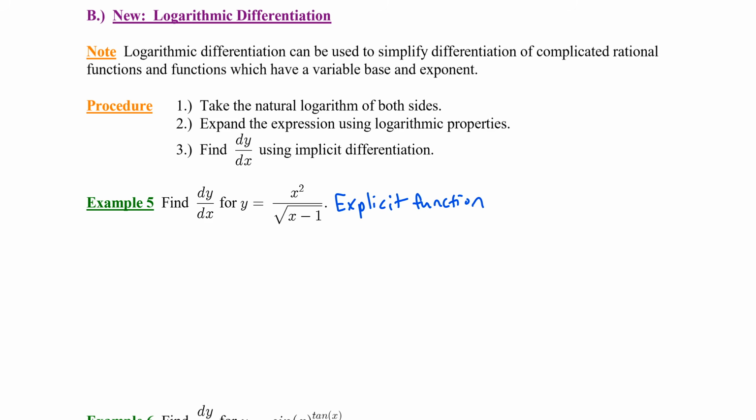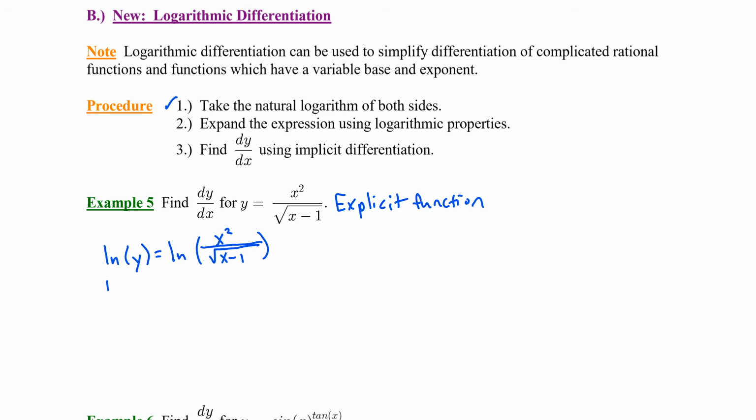However, to find the derivative, I would have to apply the quotient rule. Not impossible, but again, it takes a little bit of effort. So we're going to sidestep that effort and do this new process of logarithmic differentiation. So number 1, we're going to take the natural logarithm of both sides of the original equation. So this is going to look like natural log of the left side y equals natural log of the right side x squared divided by the square root of x minus 1.